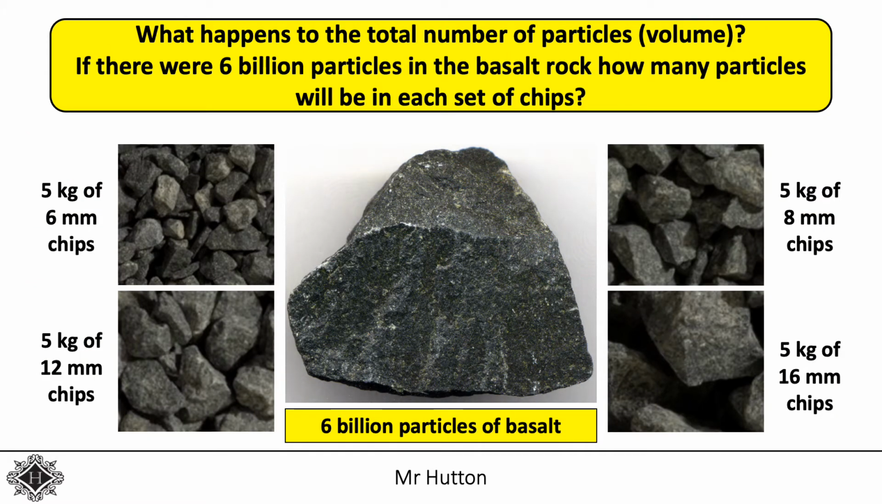Right, looking at these again, at the top there it says what happens to the total number of particles, or effectively the volume of what we've got, or the mass in this case. If there were 6 billion particles in our original basalt rock, how many particles will there be in each set of chips? Have a think about that and come up with your answer.